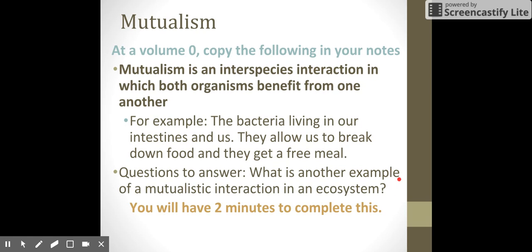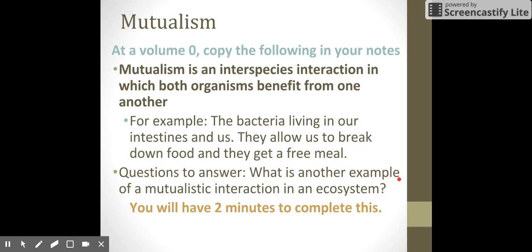The first one I want to talk about is going to be mutualism. Mutualism is an interspecies interaction in which both organisms benefit from one another. So, for example, the bacteria living in our intestines and us are a mutualistic relationship. There are bacteria living in our intestines, billions and billions of them actually. And what happens is that they break down the food that we digest in our stomach. They break it down, and because of that breakdown, we're able to get energy from that food. If all the bacteria was gone from our intestines, we would die.